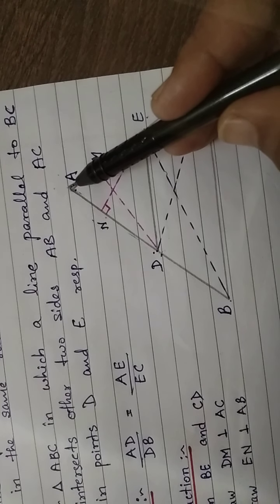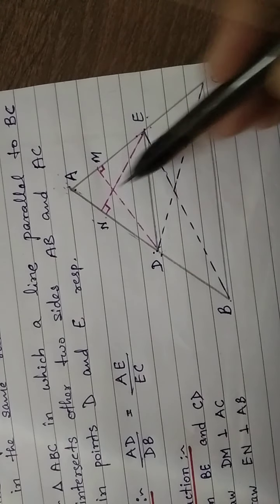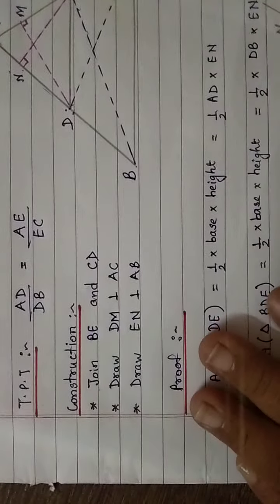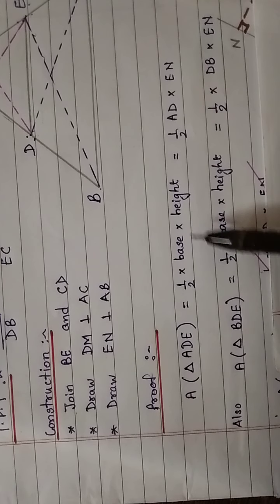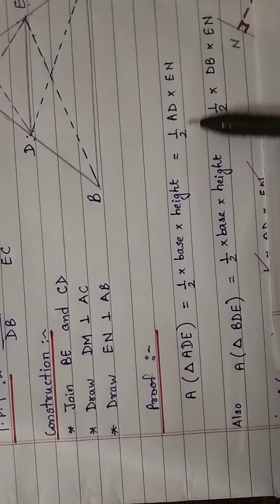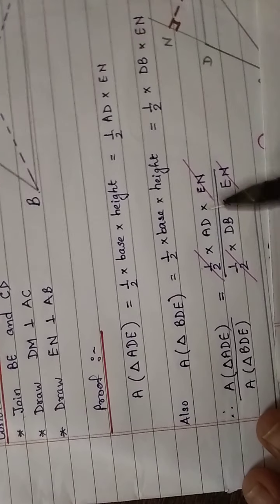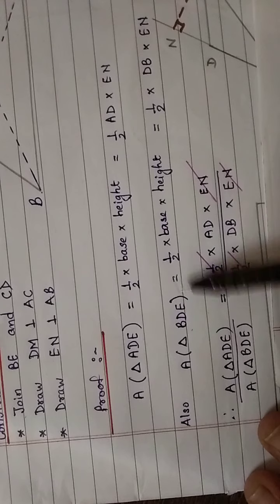the area of the triangle will be half into base into height. So I have written here, area of triangle ADE is half into base into height, and that is half into the base AD and the height EN. Okay. Then in a similar way, I go to the triangle BDE.